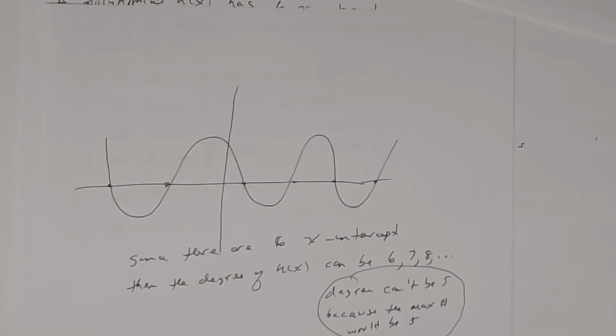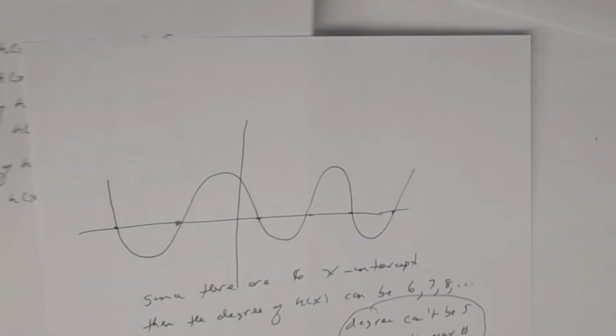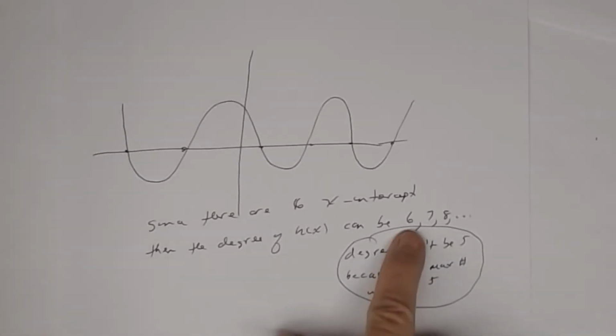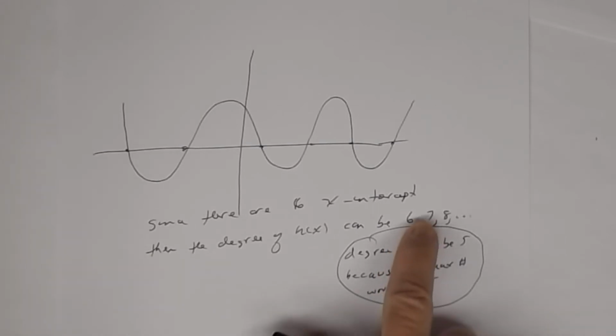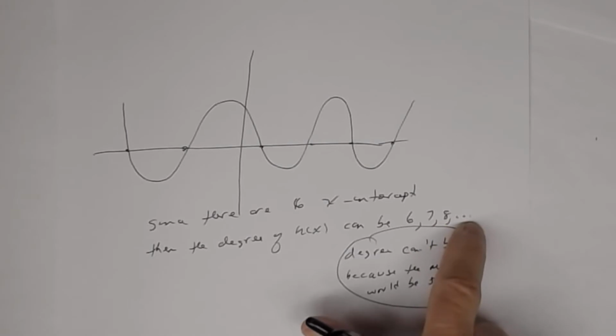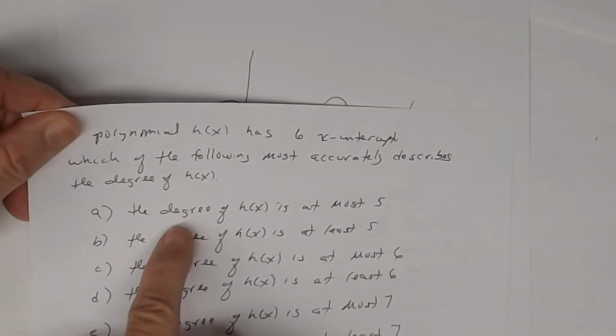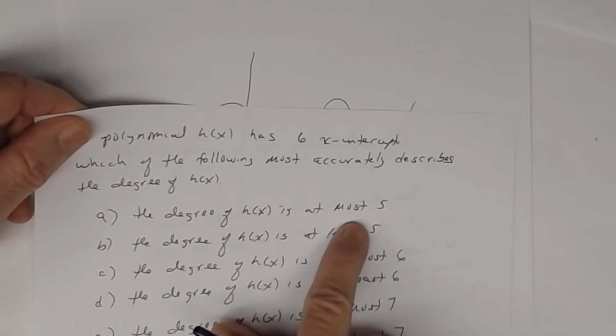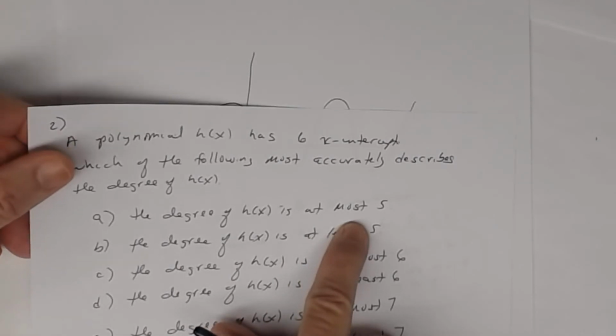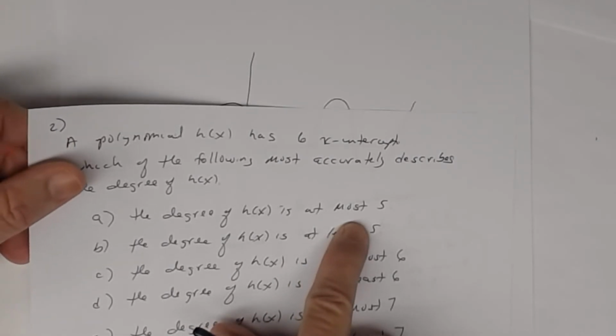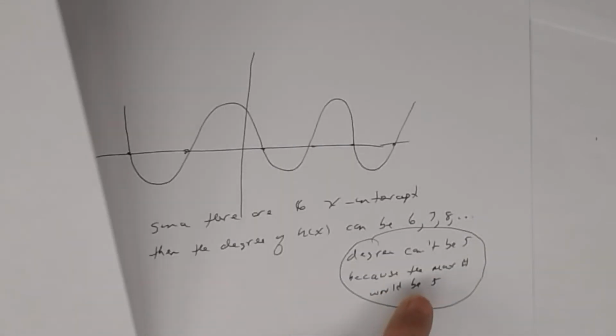All right, so let's look at the choices. Let's see which one applies. Okay, so you can have 6. The degree can be 6. The degree can be 7. The degree can be 8, and so on. It cannot be anything less than 6. So the degree of h of x is at most 5, meaning the degree is 1, 2, 3, 4, or 5. Is that true? No.